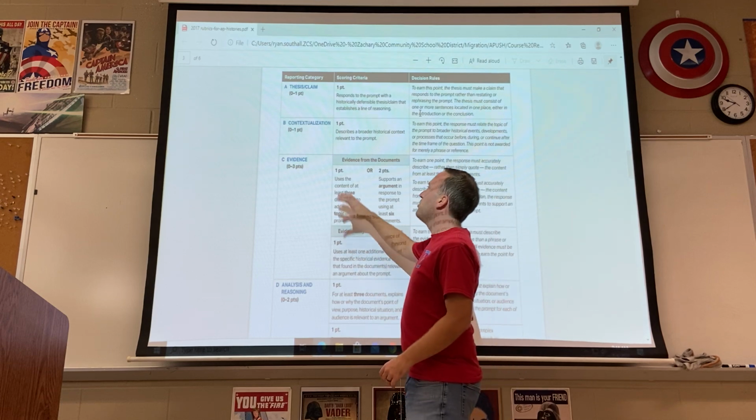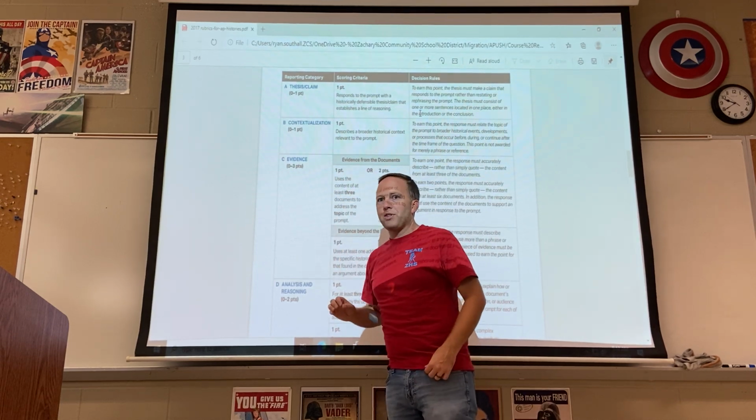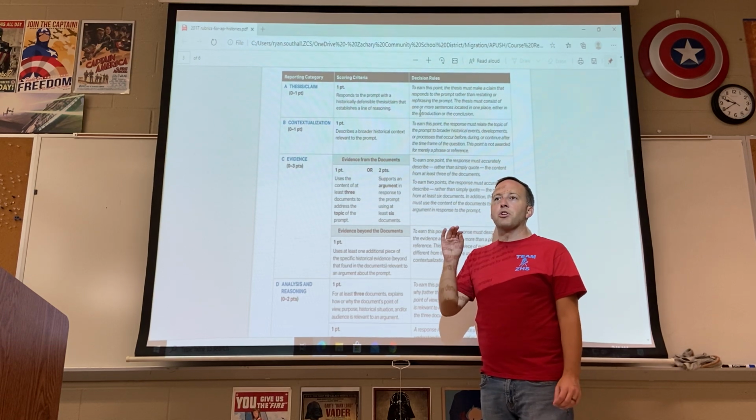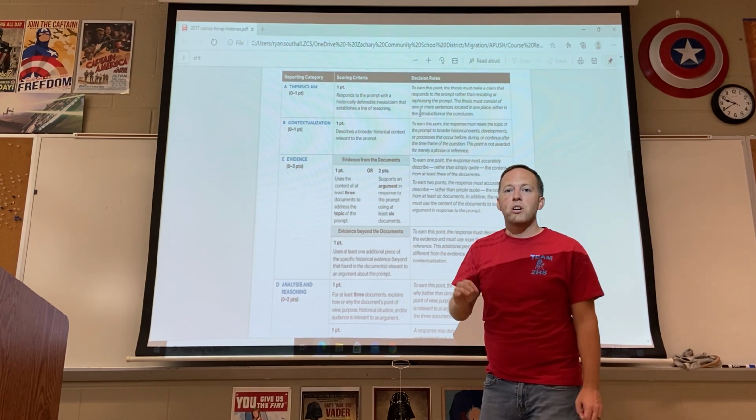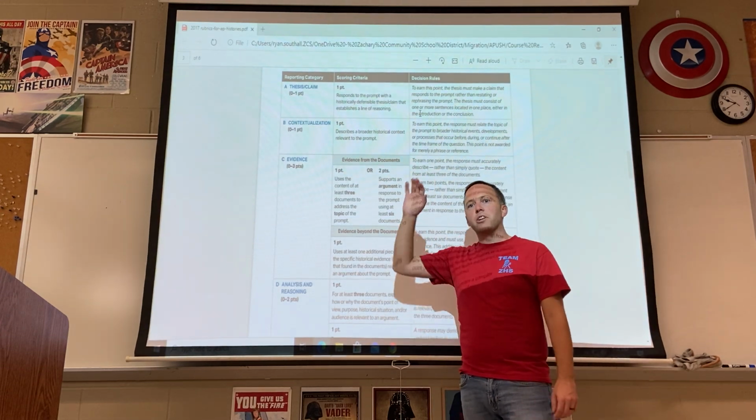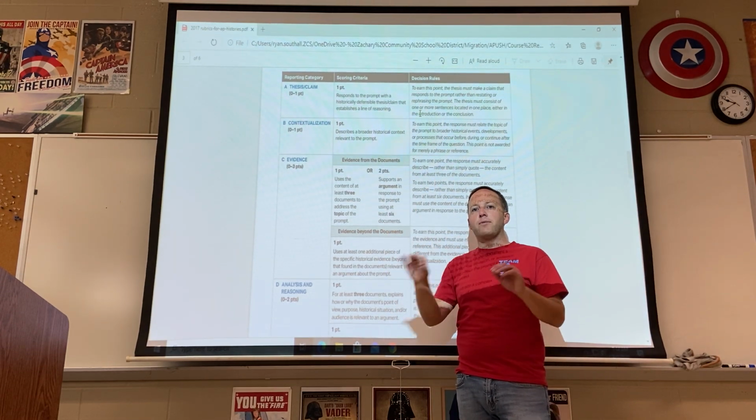Then you're going to get to evidence. You get 3 points for evidence. In a DBQ, you're going to get 7 documents. You have to write on 6 to get full credit. So you're going to get 7 documents, you write on 6 to get full credit.